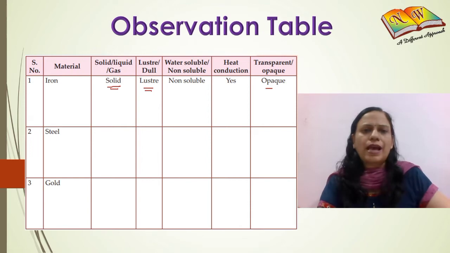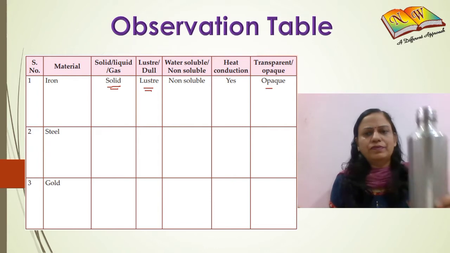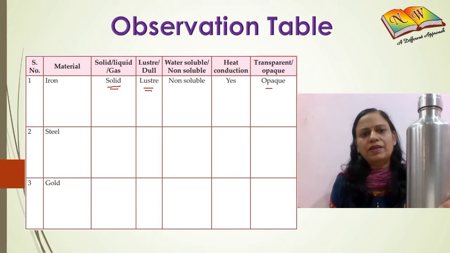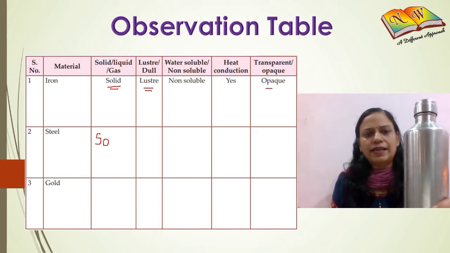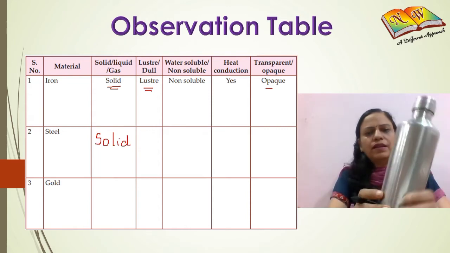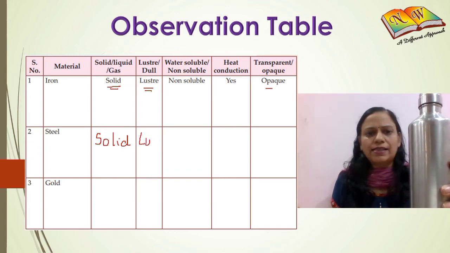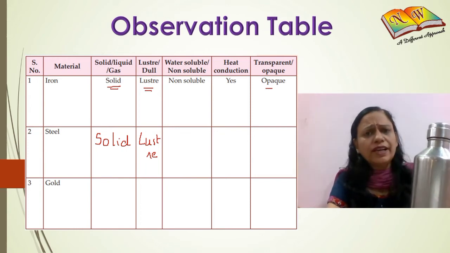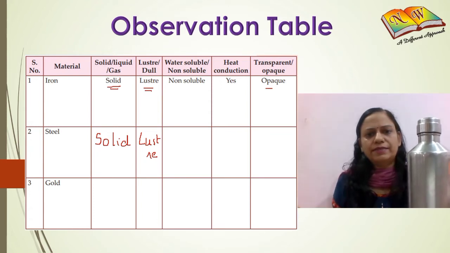Similarly, you can pick up any object that is made of steel around you. I have this bottle made of steel with me. So this is a bottle of steel. Now you can see what is the physical state here. Yes, it is going to be solid. Does it have a luster? Does it shine? Yes. So it has a luster to it. If you put it in water, will it dissolve? No, it won't. So it is non-soluble.